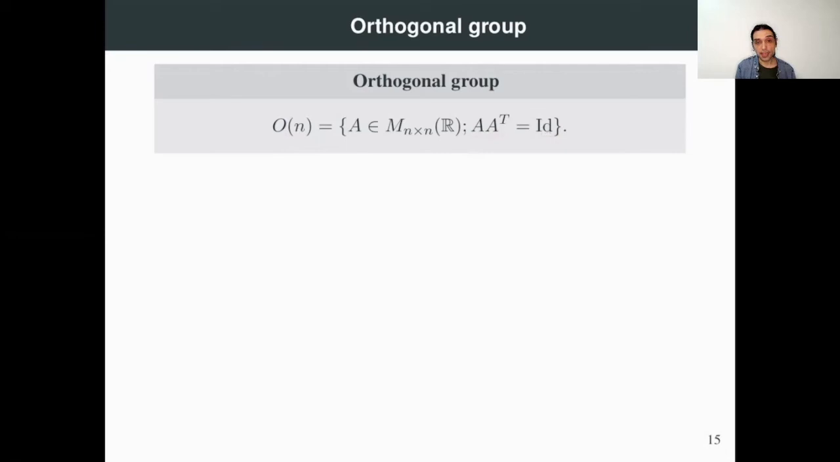Let's point out that that implies in particular that A is a regular matrix, because the determinant of this matrix is the square of the determinant of A, and it has to be equal to 1. So the determinant of A is either 1 or minus 1. In particular, it is non-zero, and so A is a regular matrix. Okay? And it's not difficult to prove that the orthogonal matrices actually form a group, that the product of orthogonal matrices is still orthogonal, and the inverse of an orthogonal matrix is also orthogonal.